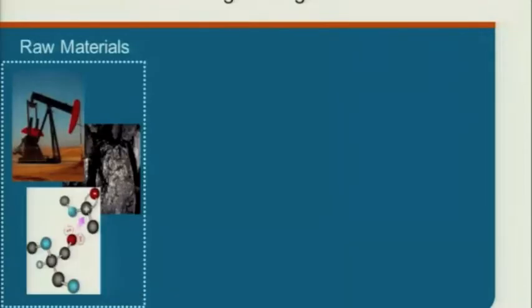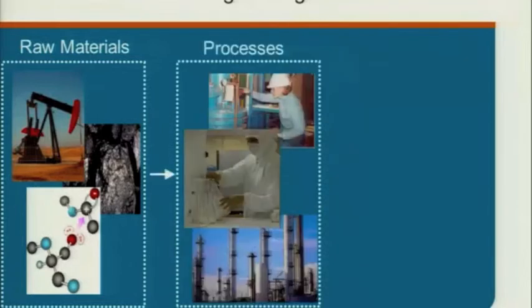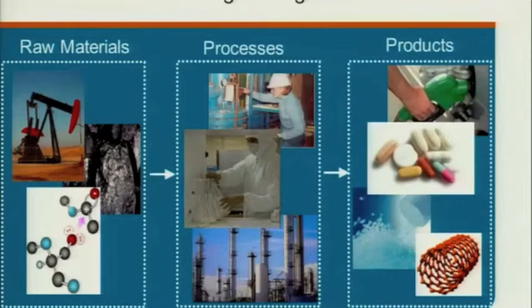So what is chemical engineering? Well, chemical engineering covers the spectrum from raw materials through to processes through to final products. So chemical engineers are involved at all of these stages in producing the products which go into the marketplace.